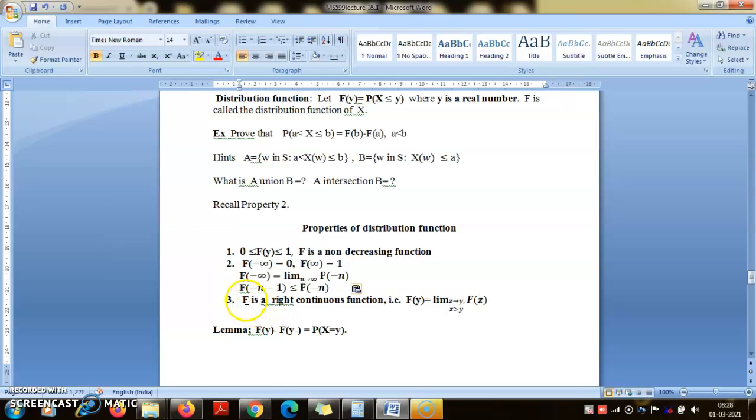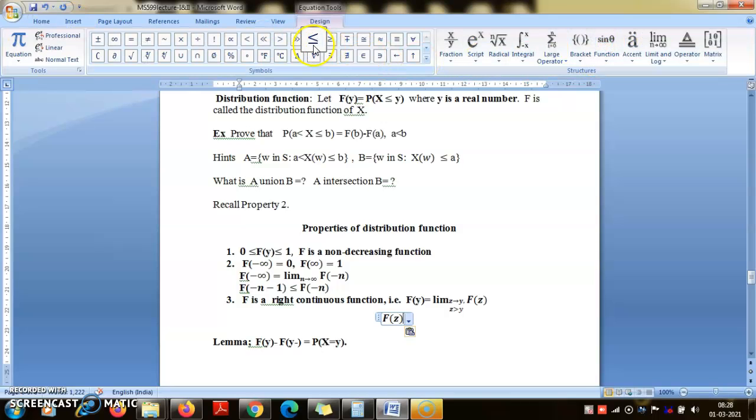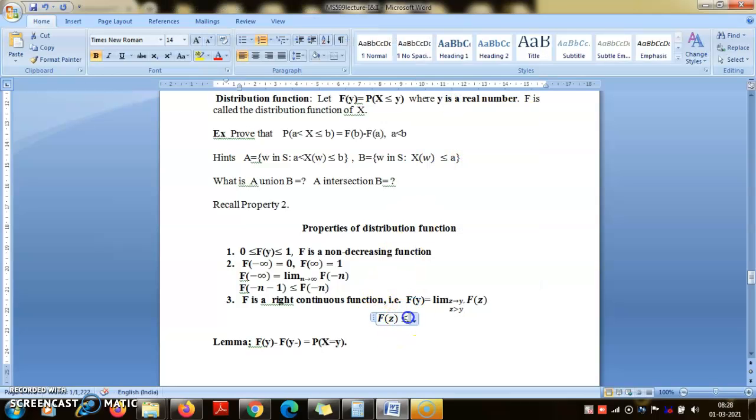Now the more advanced property is that f is a right continuous function. What does it mean that f is a right continuous function? It means that if I take the limit of z, where z is increasing from below y up to y, then what will happen? Again in this context, the monotonic property comes into play. So you see, what is the relation between fz and fy, where y is less than z?